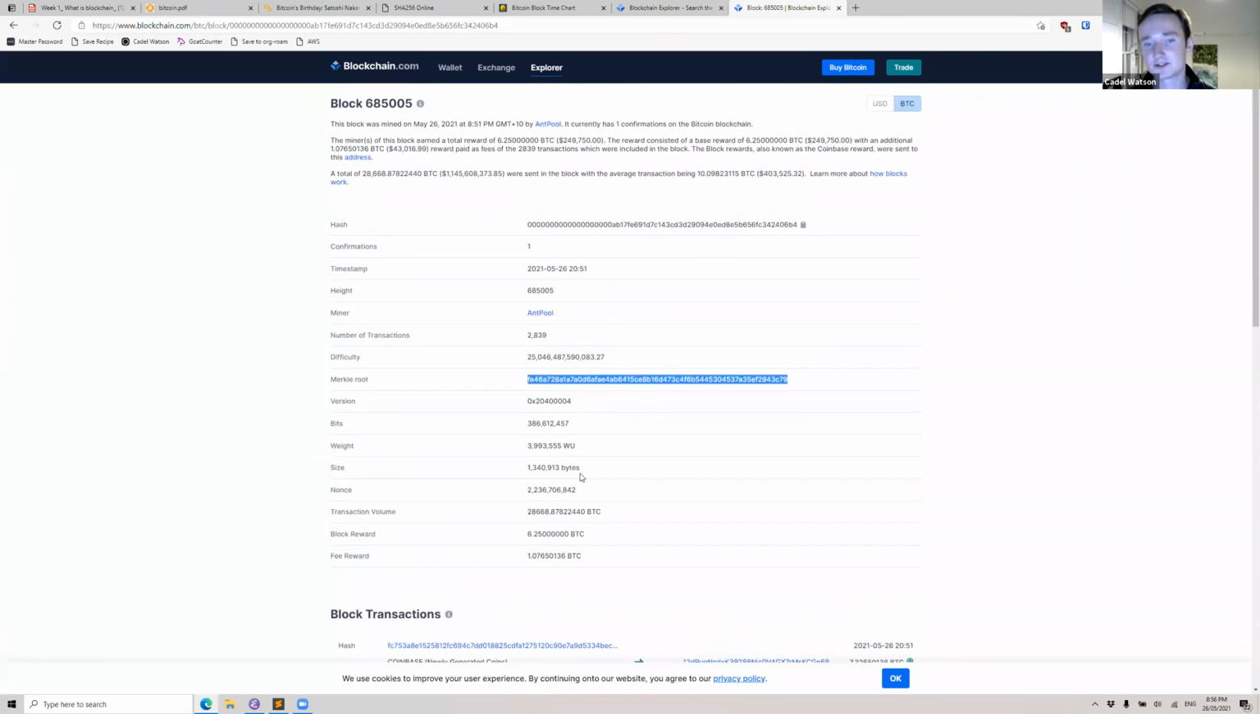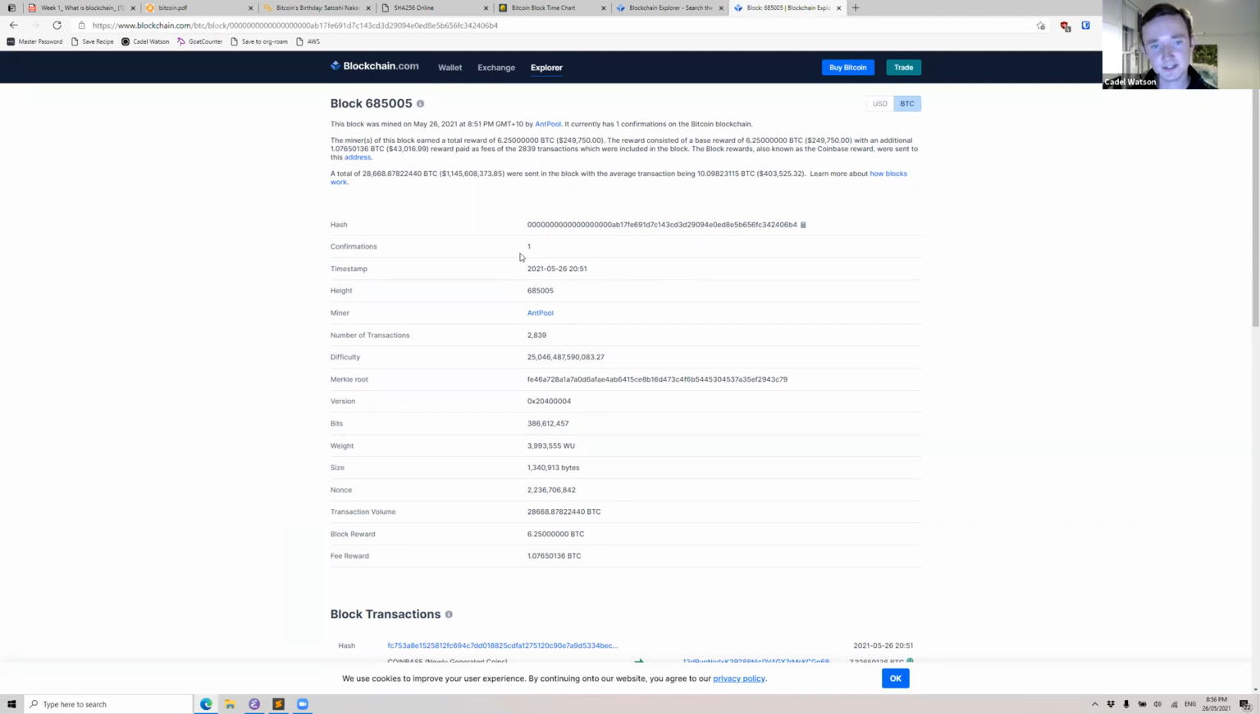And you can see the total size on disk of this block. You can see that in total, 28,000 Bitcoin was transferred within this block, so within the transactions in this block. And the reward for the miner, for the person who created this block, was 6.25 Bitcoin, which, considering the price of Bitcoin is $40,000, is a fair amount of money. So it's pretty lucrative to be a miner.